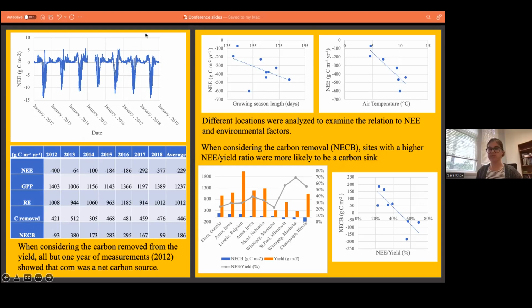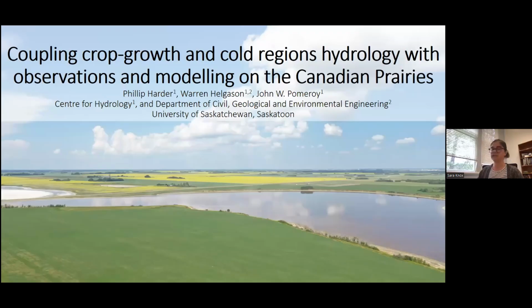Wonderful, great. Thank you for that presentation. And again, if you'd like to hear more about the poster, I encourage you to go to the poster session tomorrow. Great. So we're going to have 3 more talks as part of this session. Our next speaker is Philip Carter from the Center of Hydrology at the University of Saskatchewan.